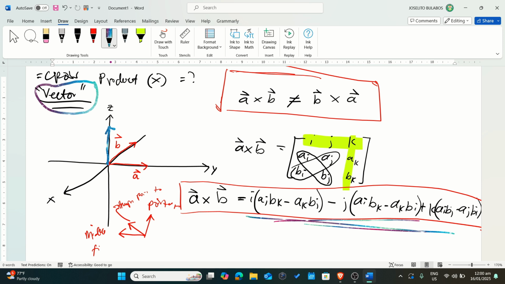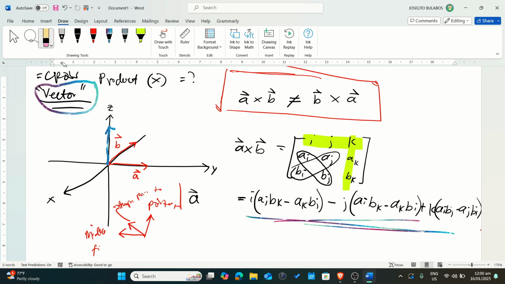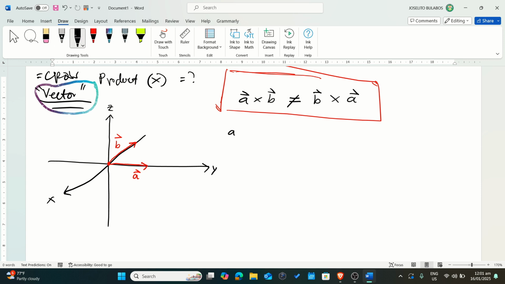Let me give you an example. The components of vector A is 2x plus 3y, while the components of vector B is negative 3x plus 5y. Okay, and then find the cross product of vector A and vector B.